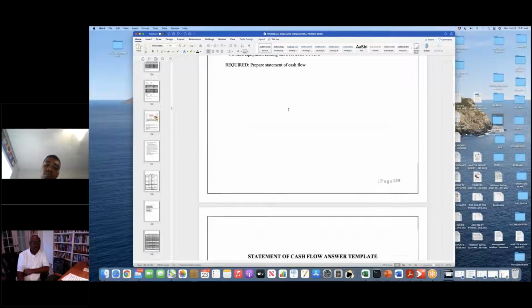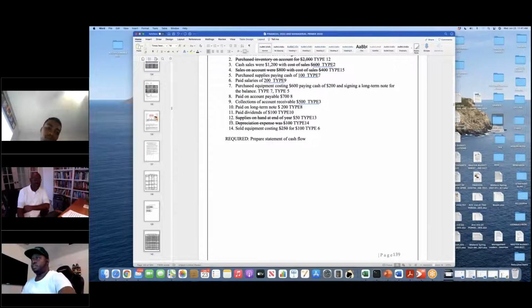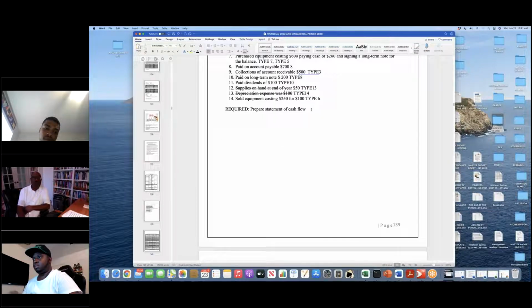And then for 12 and 13, we scratch them because they're not 1 through 11, so we don't use them. Then we're going to come to the equipment, where we sell the equipment that costs $250 for 100.